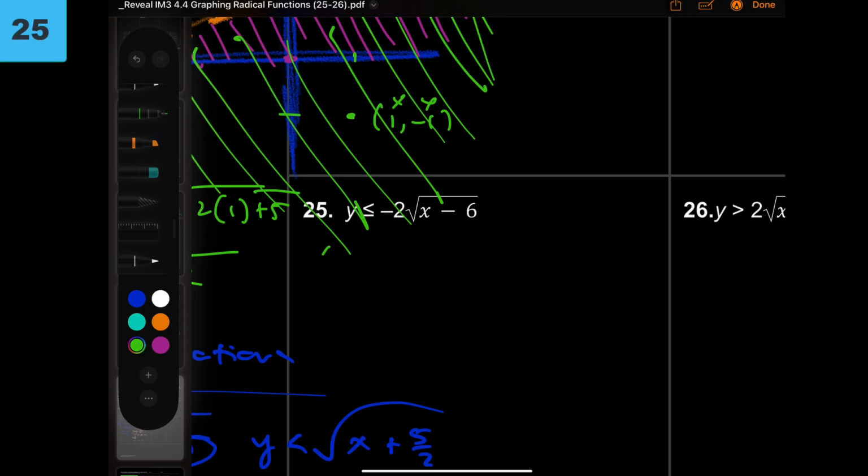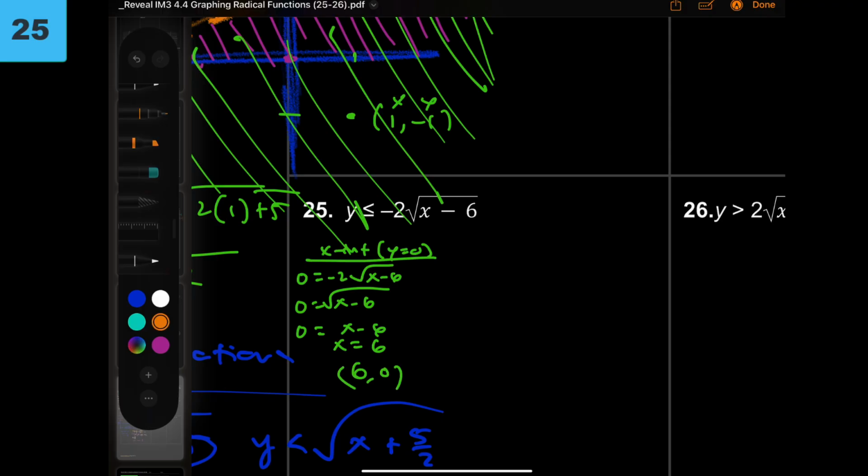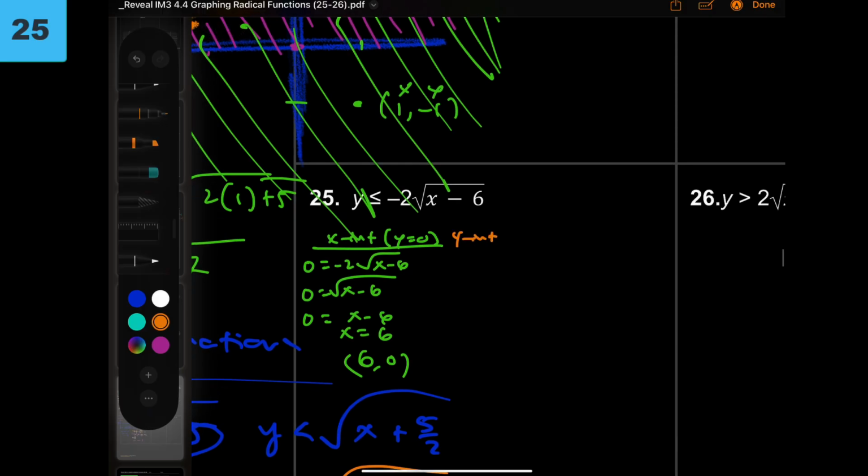Let's find the x-intercept by making y 0. Divide by -2, it's still 0. Square it, still 0. X is equal to 6. Okay, let's do the same thing for the y-intercept now. Make x 0. Okay, so you're going to have a complex, so no real means no y-intercept.